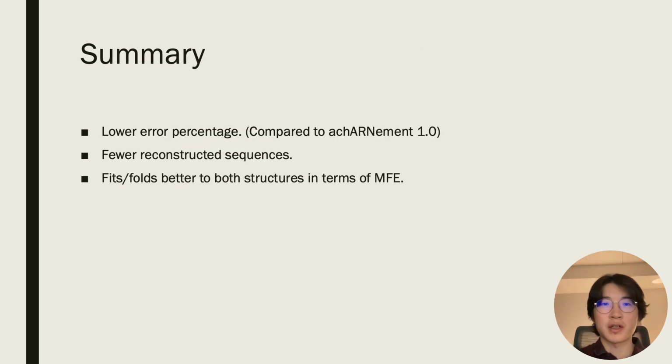To summarize the study, compared to Astronomer 1.0, 2.0 considers more structural information, applies a more elaborate free energy calculation, and makes use of tree decomposition to partition the cost calculation into subproblems. As a result, it consistently outperformed Astronomer 1.0 as well as classic approaches like Fitch and Sankoff by a considerable margin in terms of error percentage, number of reconstructed sequences, and MFE.